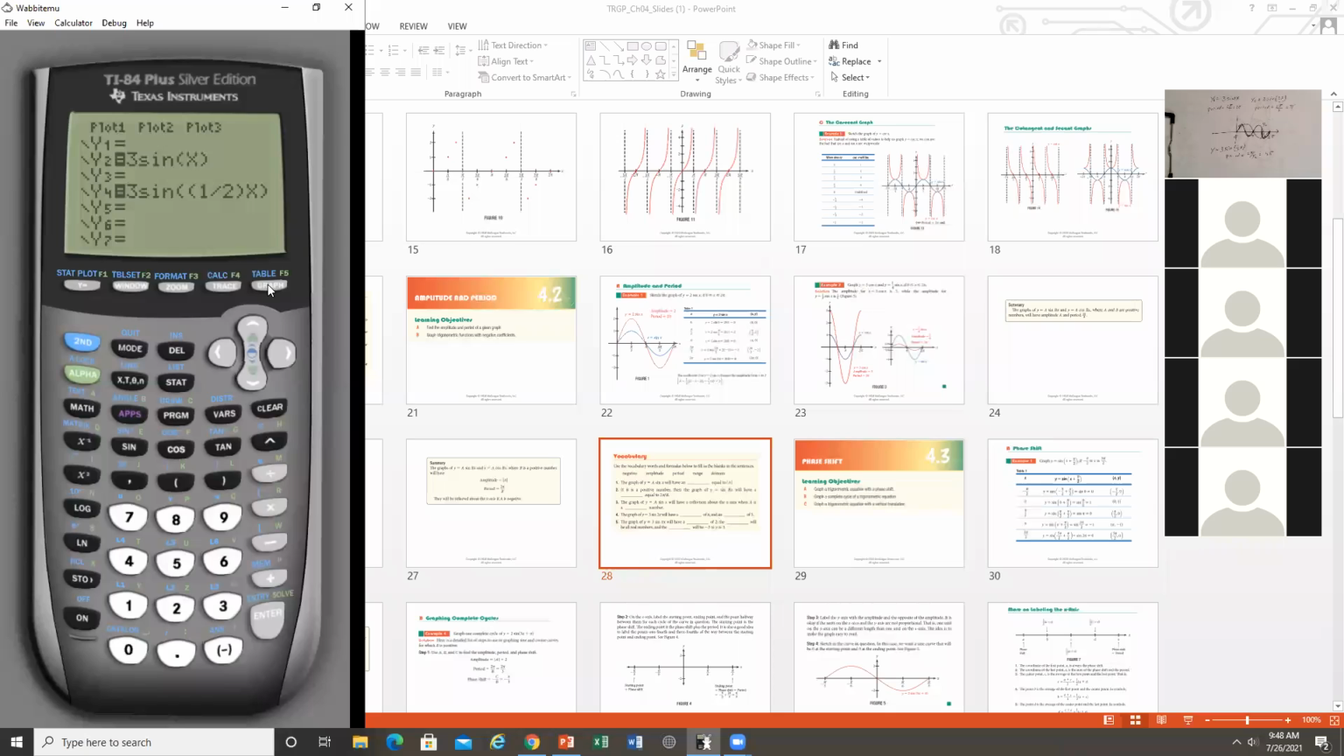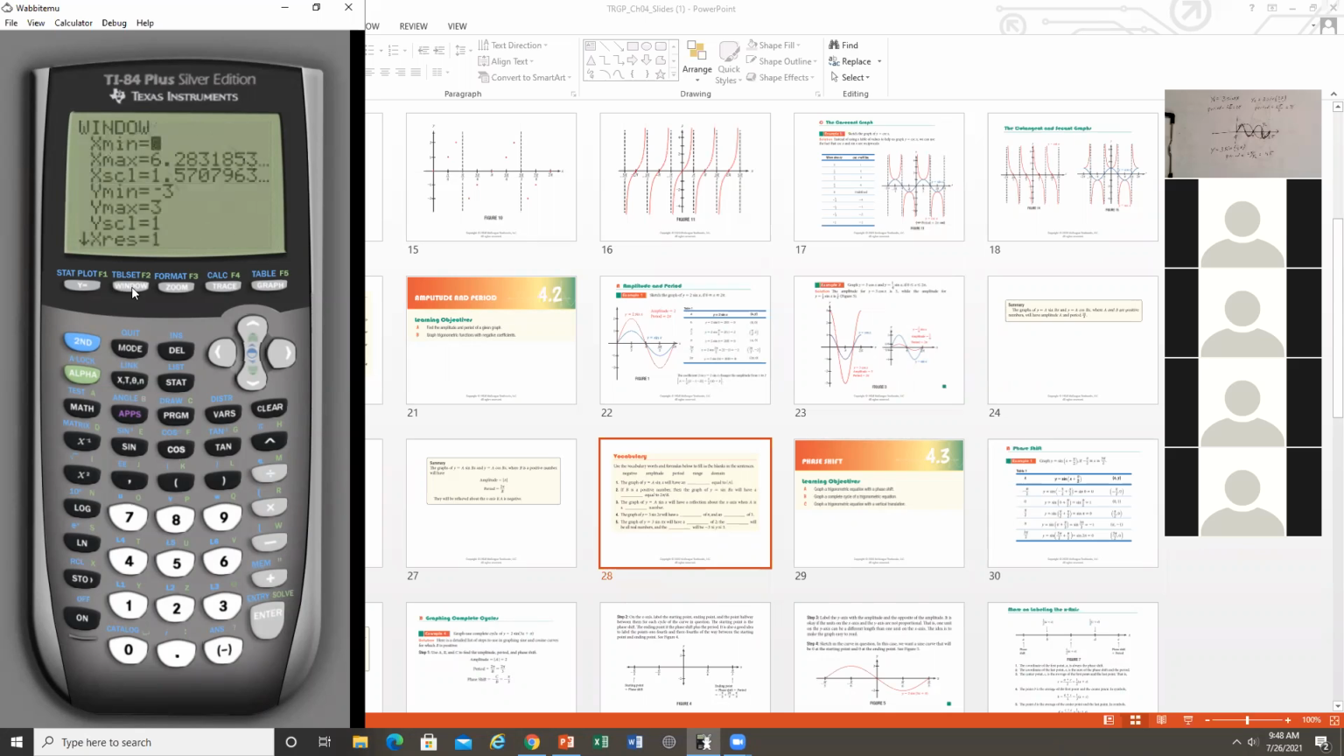Let's try it out. So here's the graph of y equals 3 sine x. Here's the graph of one cycle, 0 to 2 pi. Here comes the graph of 3 sine 1/2 x. Notice you see only the graph of 1/2 of a cycle, because its period is 4 pi.